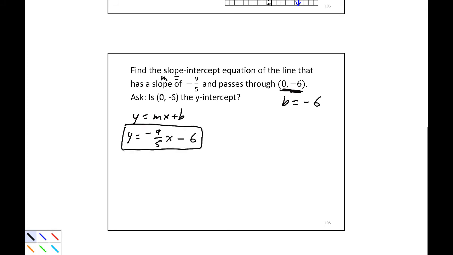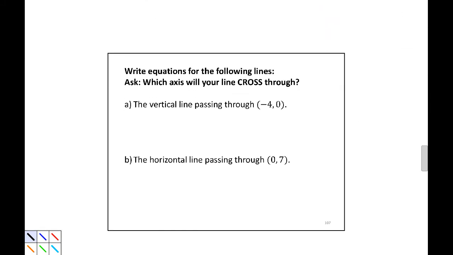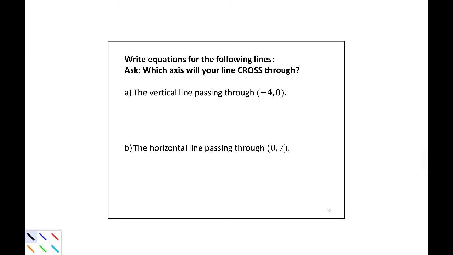Now, admittedly, this is a typical line, one that is not vertical, one that's not horizontal, so this doesn't quite fit in here. But we're going to do the same thing with the next couple, and they're going to be special cases. Write equations for the following lines. And the question we ask is, which axis will our line cross?